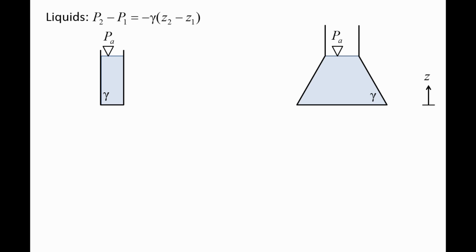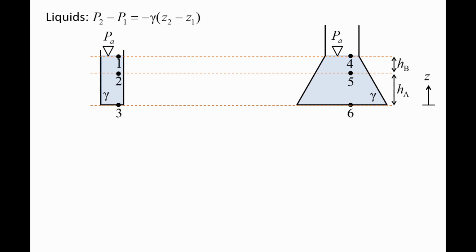Both containers are filled to the same level. Now we label some points in the containers. Point 1 is at the same height as point 4, point 2 is at the same height as point 5, and point 3 is at the same height as point 6. The pressure at point 1 and point 4 are equal since they are both exposed to the atmosphere.